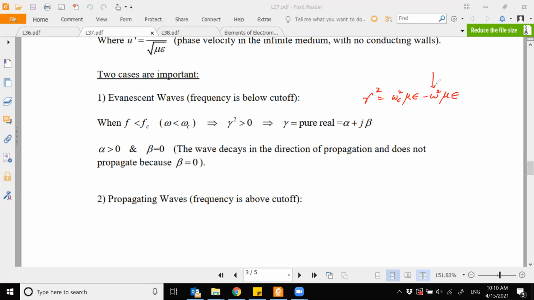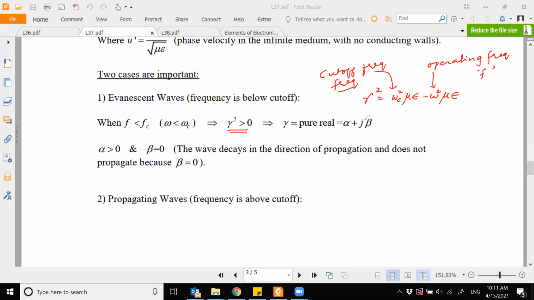Here omega corresponds to my operating frequency f, and omega c is the cutoff frequency of my rectangular waveguide, which is decided by the dielectric material, the dimensions, and other things. So if omega becomes smaller than omega c, then my gamma square becomes real, greater than 0. That means my alpha plus j beta is now real. In that case, what should I conclude?